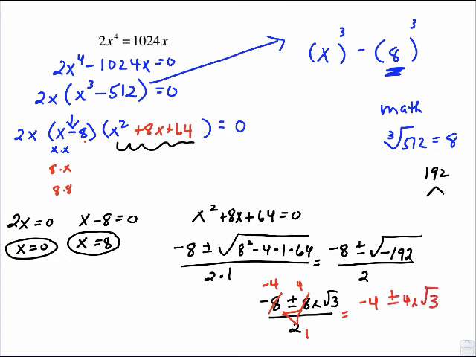Now just be careful of one little thing. MathLab will ask you to list all of the solutions. Don't just list that red one. Your solutions are 0, 8, negative 4 plus 4i radical 3, and negative 4 minus 4i radical 3.